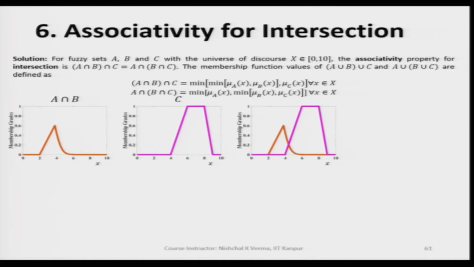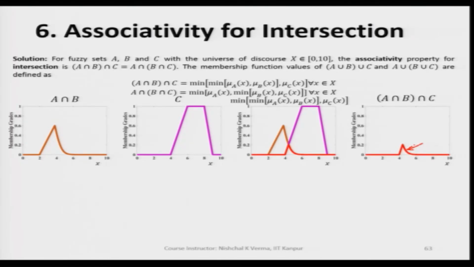If we apply the min condition, we get this fuzzy set, which is again a subnormal fuzzy set, and this is the outcome of A intersection B intersection C. So, this is how we get the outcome of A intersection B intersection C.